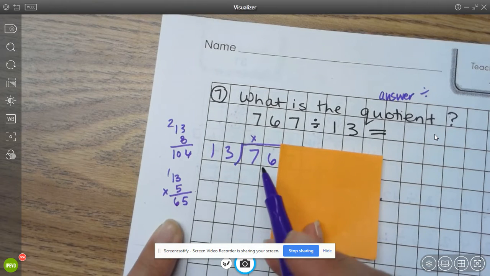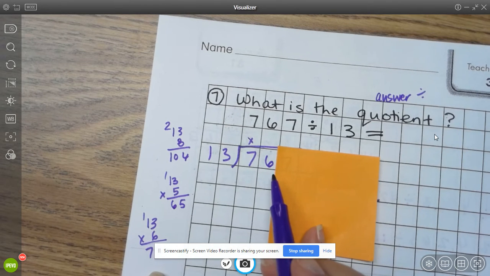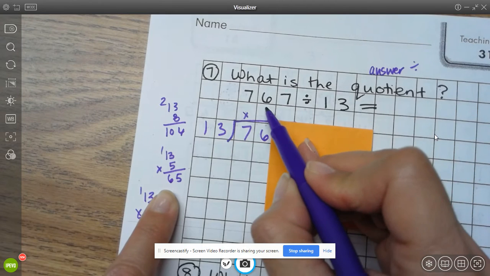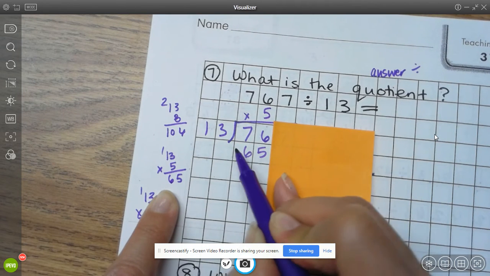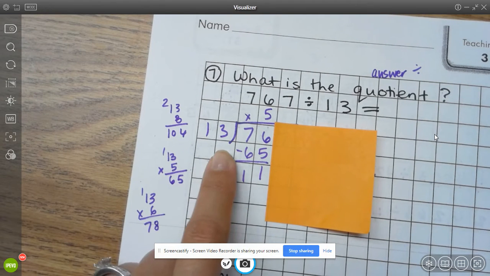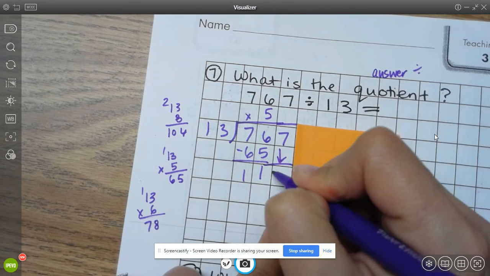Let's see if I can do one more without going over. So I'm going to try 13 times 6. 78. Oh, I just missed it. It just went over. Too big. So 13 times 5 is 65. I subtract, and that's 11. I'm going to check. Is 11 smaller than 13? Yes. I'm not done. I need to bring down my 7.